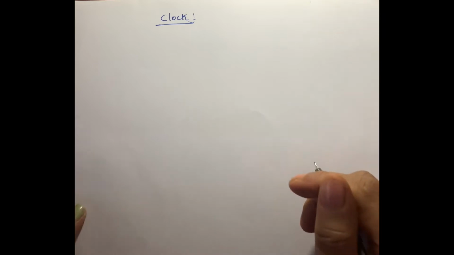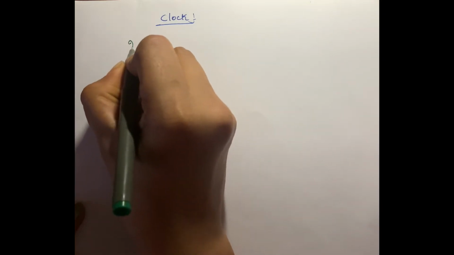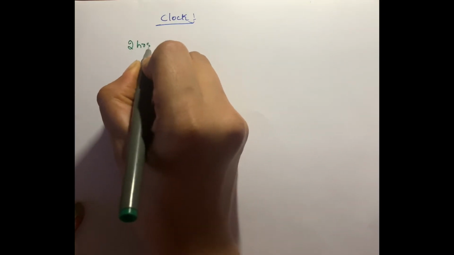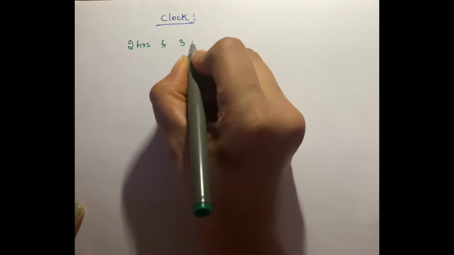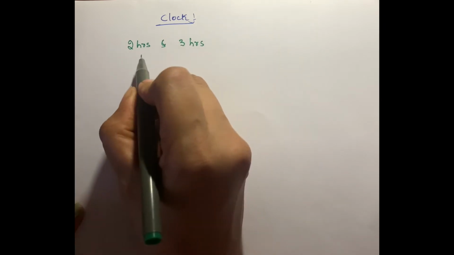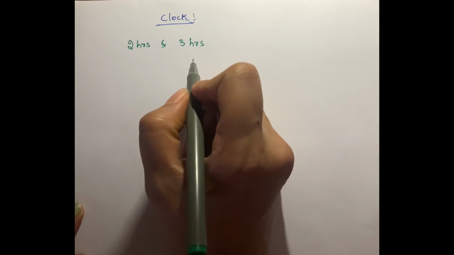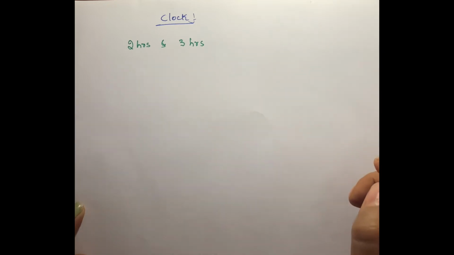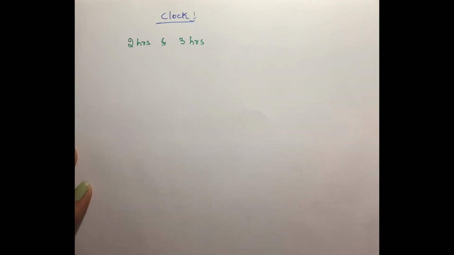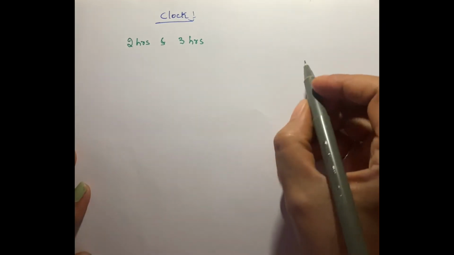For example, if there is a time given, that is 2 hours and 3 hours. Between 2 hours and 3 hours, when will both, that is minute hand and hour hand, meet? So that is the question here. Let's first have the proper explanation.